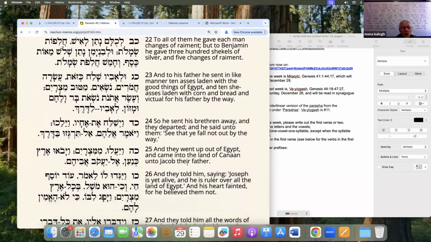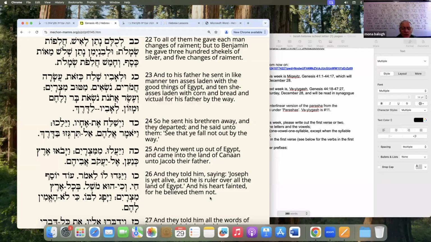Okay, here comes the big reveal to Father Jacob, who's been mourning for his son since his son was 17. He's now 39, 22 years. And they told him, saying, Joseph is yet alive. Okay, let that sink in. And he is ruler over all the land of Egypt. Let that sink in. And his heart fainted, for he believed them not.